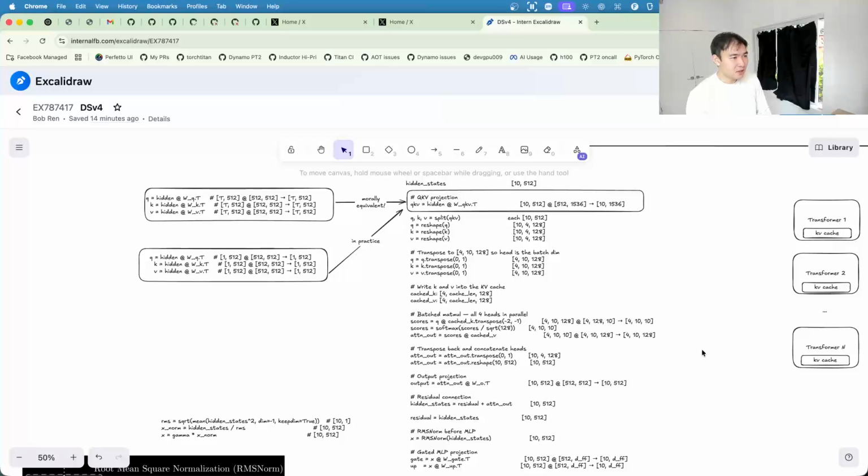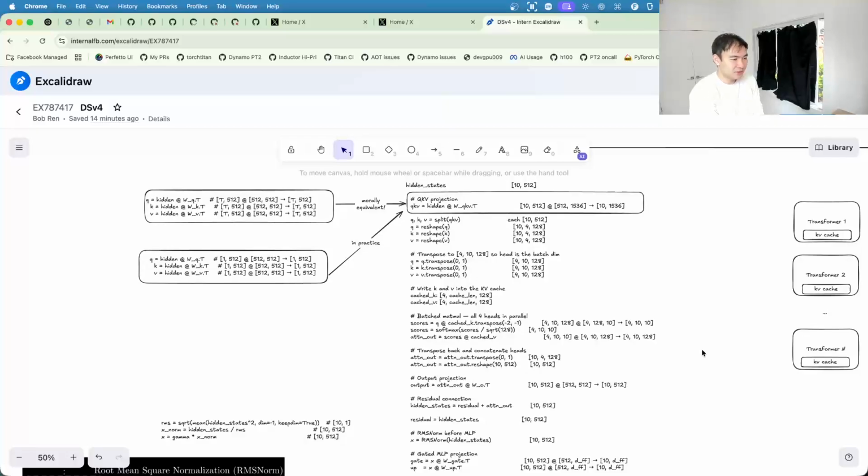So this covers the high-level basics of what's going on within a transformer. And in the next few lectures, we're going to go through some very common inference techniques for optimization.